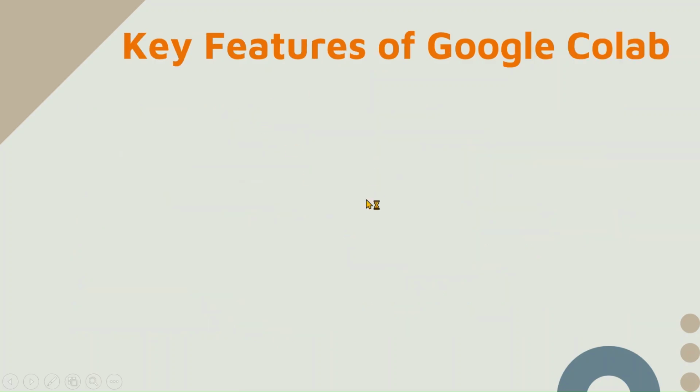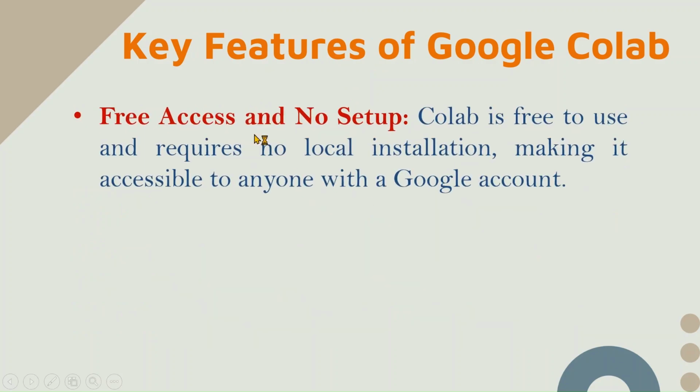Now, what are the key features of Google Colab? We'll see one by one. Now, free access and no setup. This is online, so we need not download and we need not install it on our local systems. Colab is free to use and requires no local installation. This is a completely online platform, making it accessible to anyone with a Google account. So obviously you need to have a Google account in order to work with Google Colab. There is no extra work where I need to download my Google Colab application and install it. That sort of thing is not needed. You can directly access it through online mode.